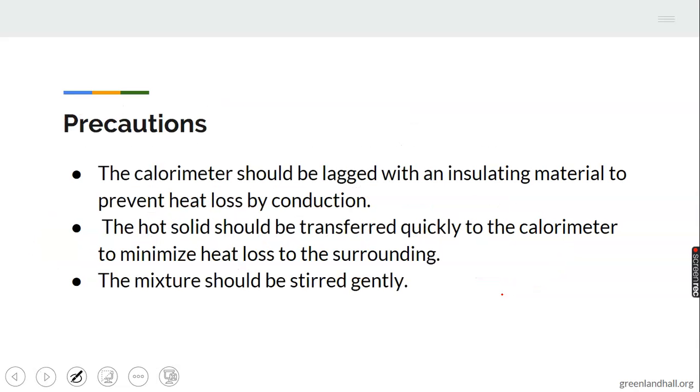Now, what are the precautions to be taken? Number one, the calorimeter should be lagged with an insulating material to prevent heat loss by conduction. Two, you can cover the calorimeter with cardboard in the process, so that you minimize heat loss due to evaporation and convection. Three, the hot solid should be transferred quickly to the calorimeter to minimize heat loss to the surroundings. Four, the mixture should be stirred gently.